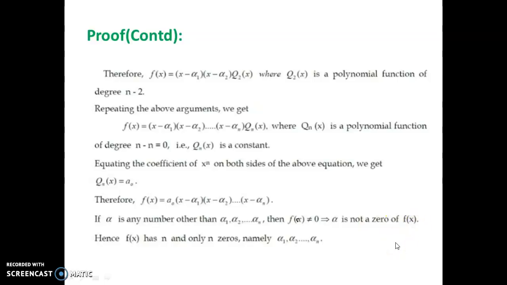Therefore, we can conclude that any number other than alpha 1, alpha 2, etc., alpha n will not be a zero of this polynomial function f(x). That means f(x) has n roots and f(x) has only n roots or only n zeros, namely alpha 1, alpha 2, etc., alpha n.